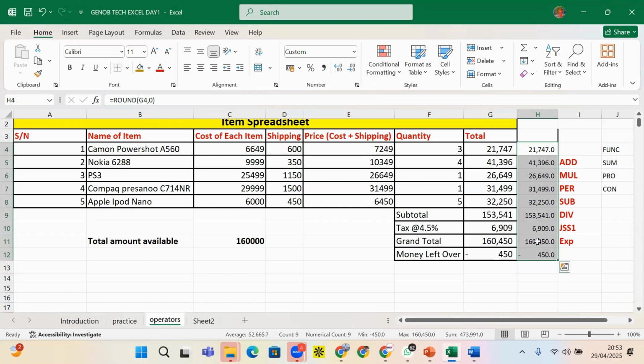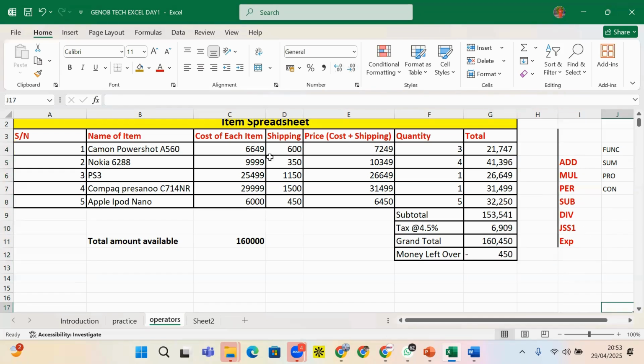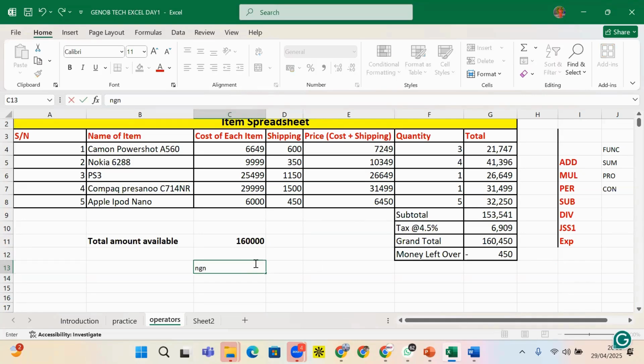So now I want to format this with currency. We have currency and we have the currency symbols, right? We have the currency symbol, and also the currency abbreviation. What is the currency abbreviation for Naira? Is NGN. Sorry, is NGN, right?